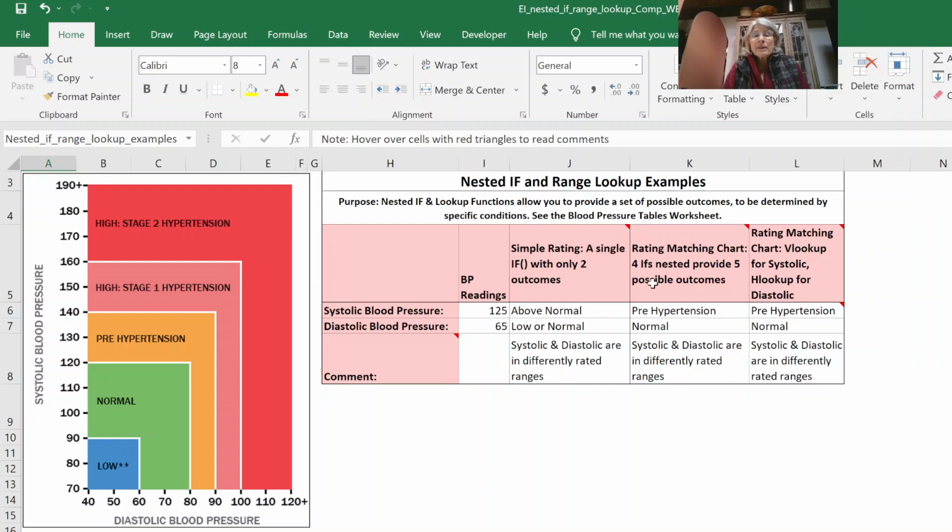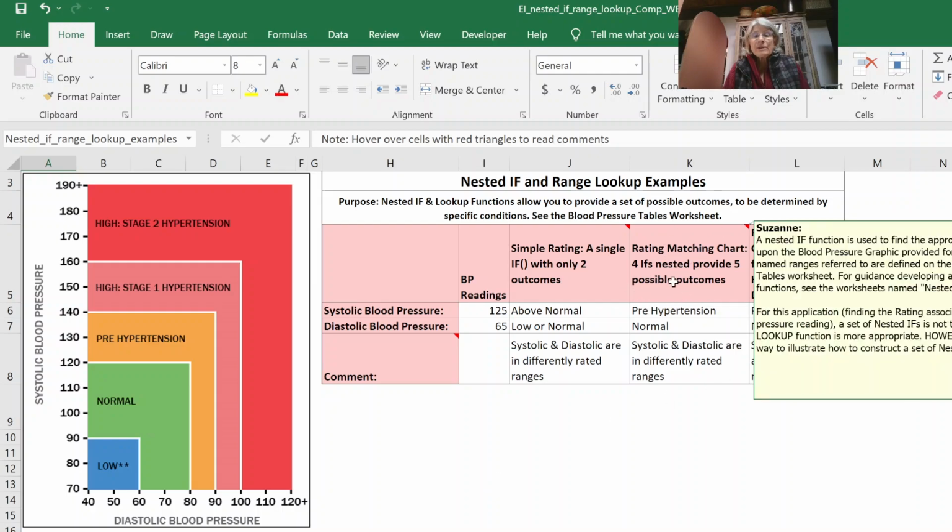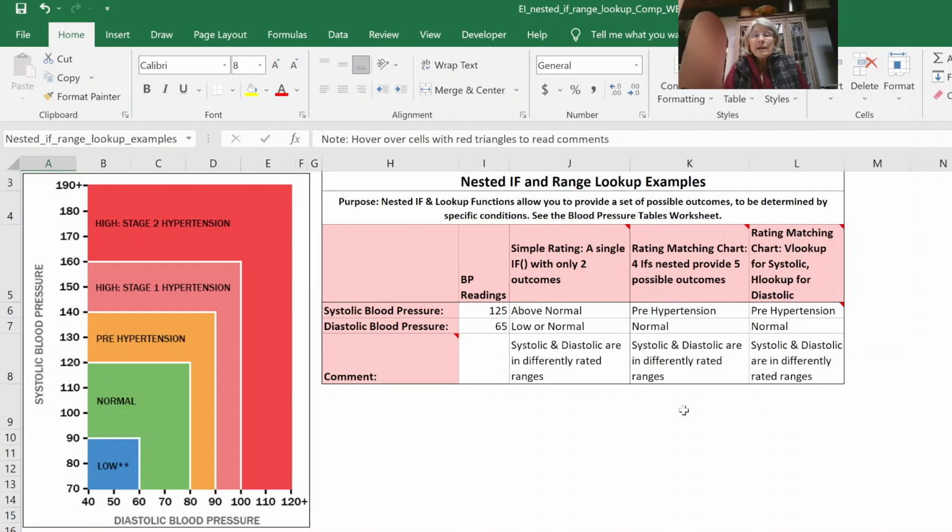And we've got this column in this table asking us to provide 5 possible outcomes: either low, normal, pre-hypertension, stage 1 hypertension, or stage 2 hypertension for both the systolic blood pressure and the diastolic blood pressure.